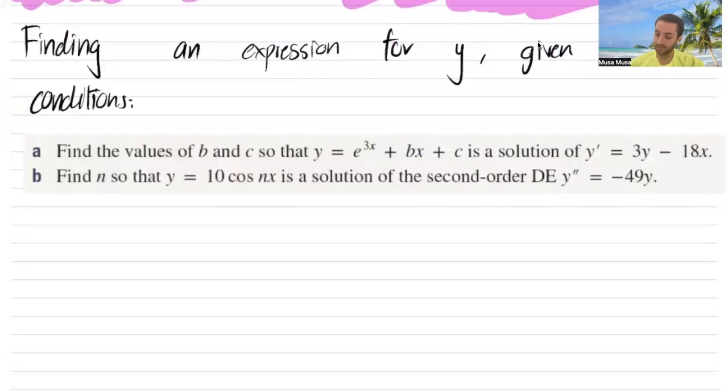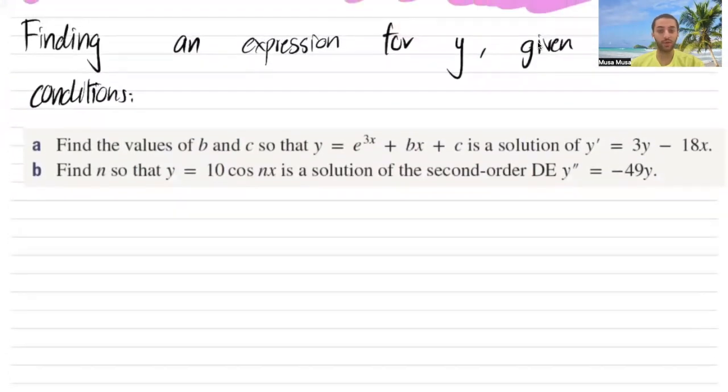So have a go at question A and question B, and then yes, we can discuss. So let's do part A. I'm assuming you've paused and had a go. So it says find the values of b and c so that this is a solution to this.